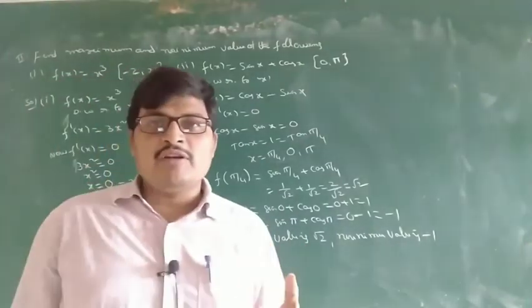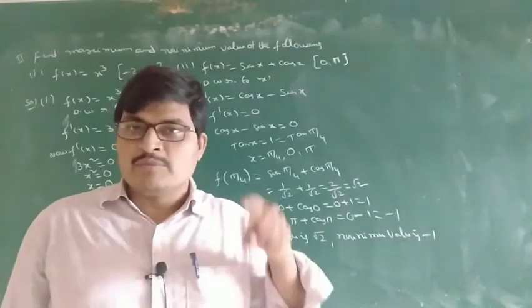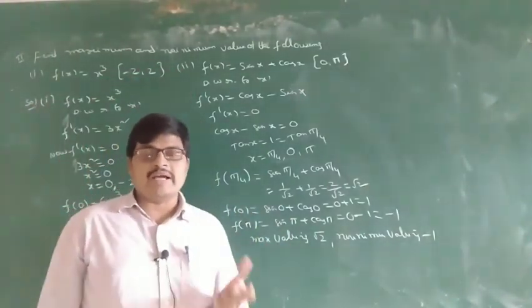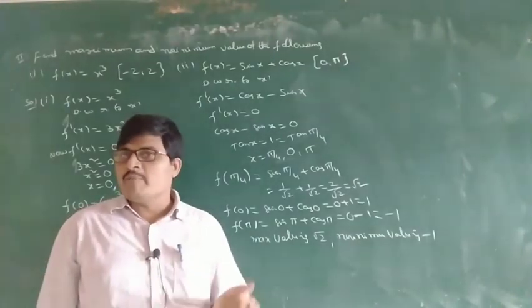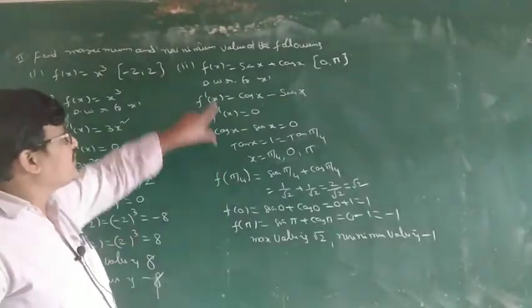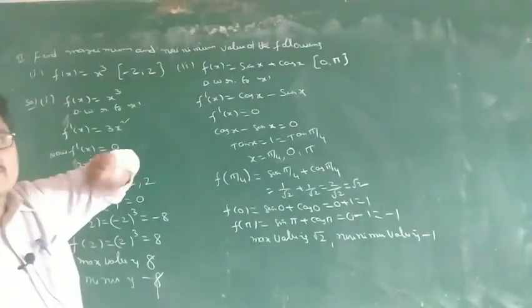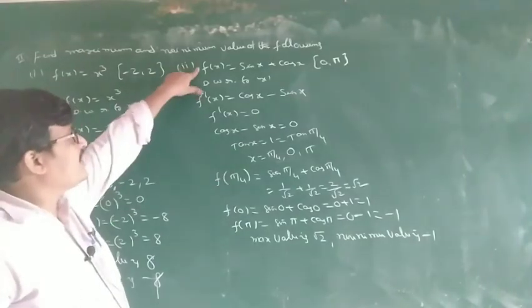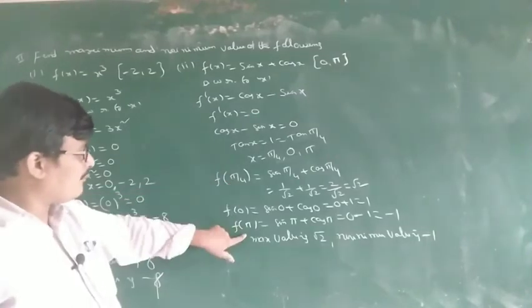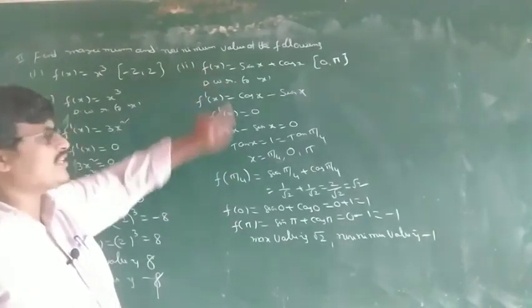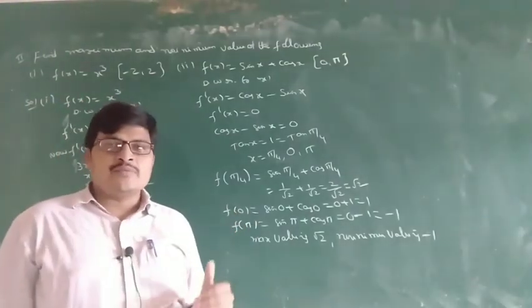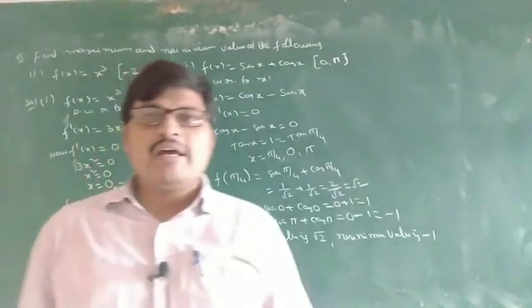How to find the minimum value and maximum value? Substitute that x value in the given function. F of 0, f of pi by 4, and so on, means substituting the x values in the given function. When two or more values are there, the small value is the minimum value and the big value is the maximum value.